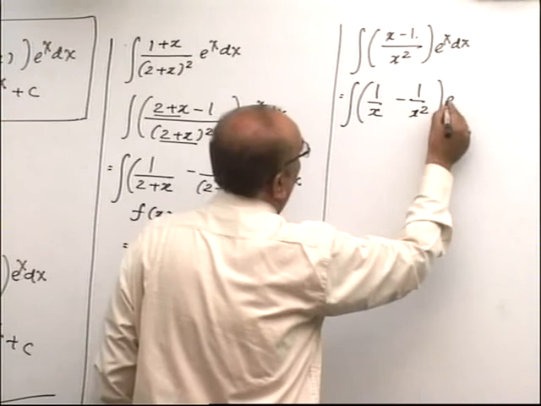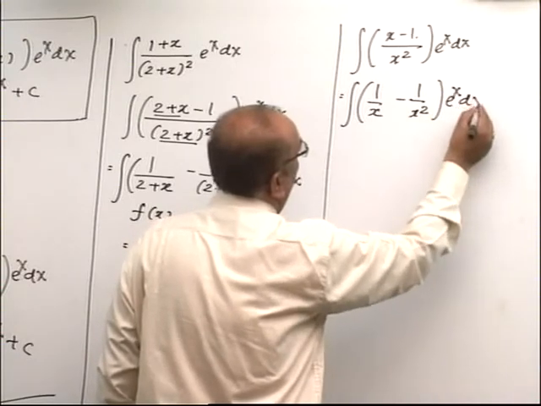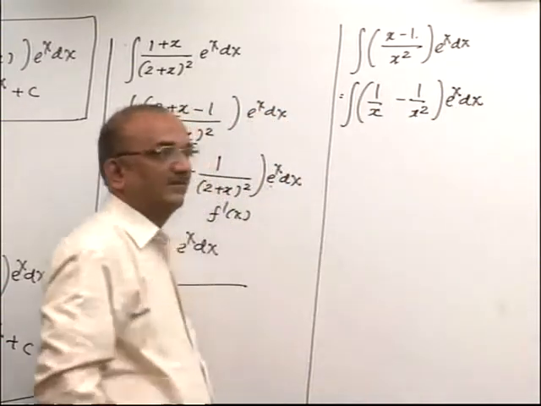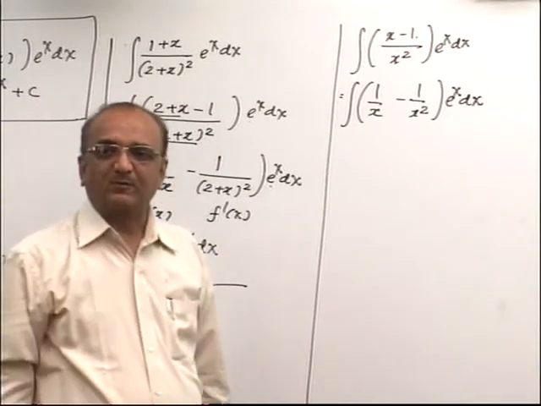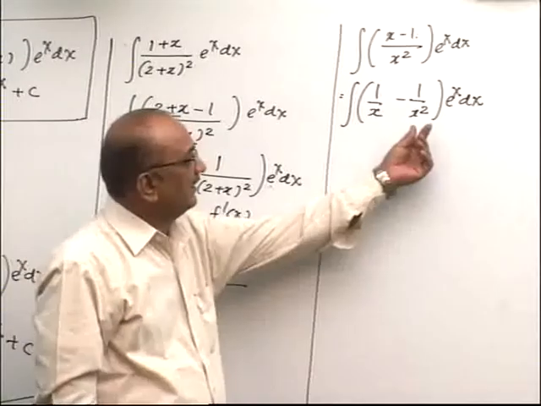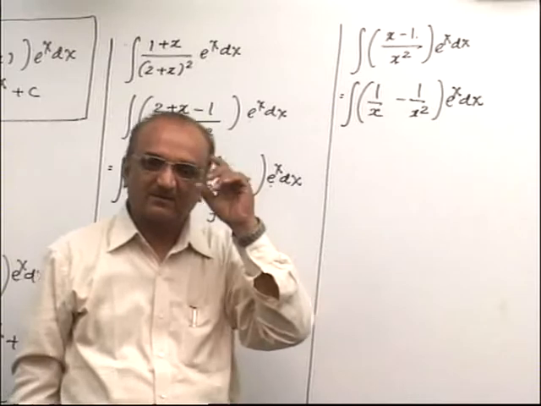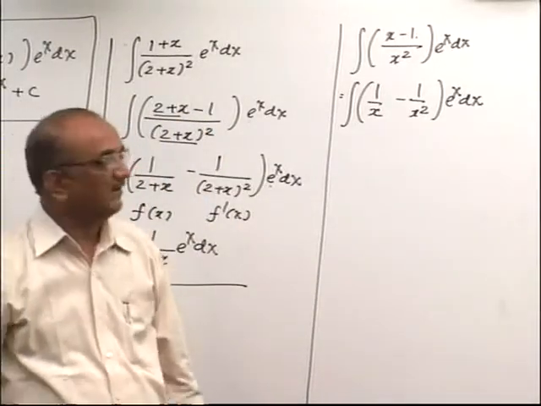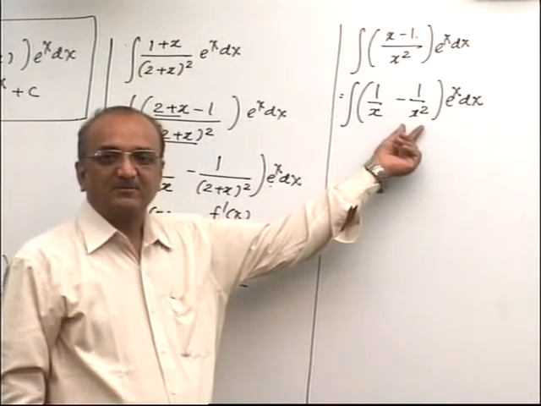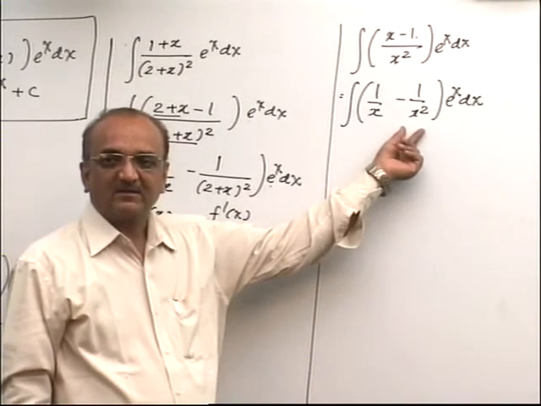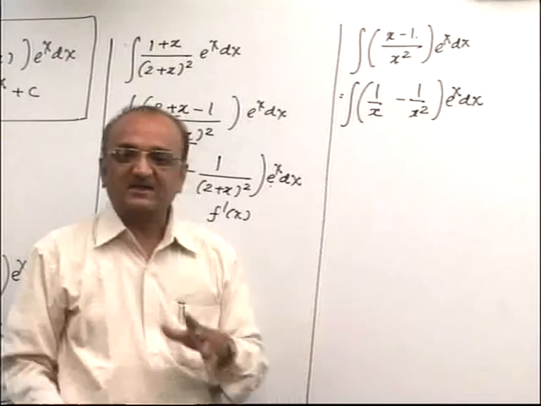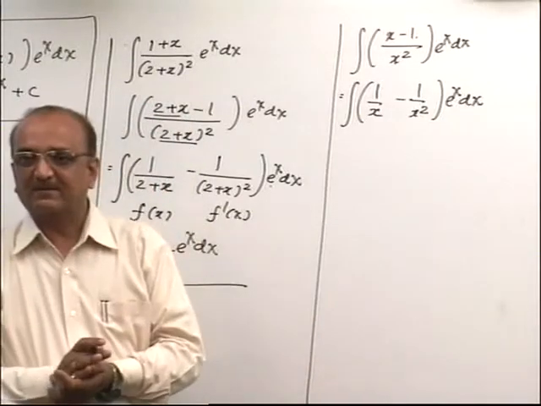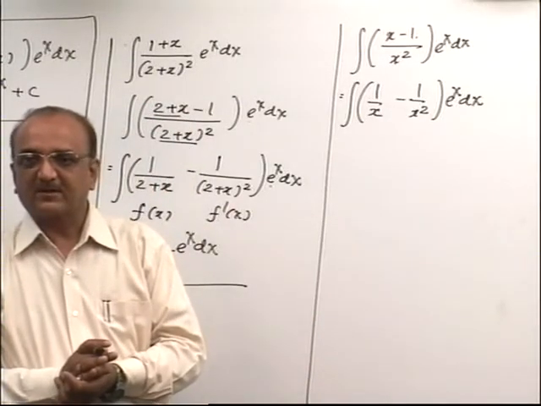Bracket over. e raised to x dx. Integration of 1 upon x minus 1 upon x square into e raised to x dx. You can do separate terms this way. Clear?